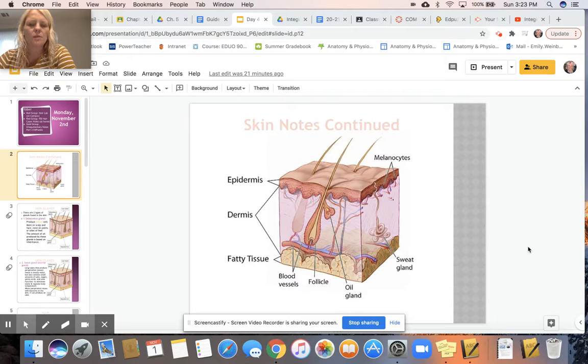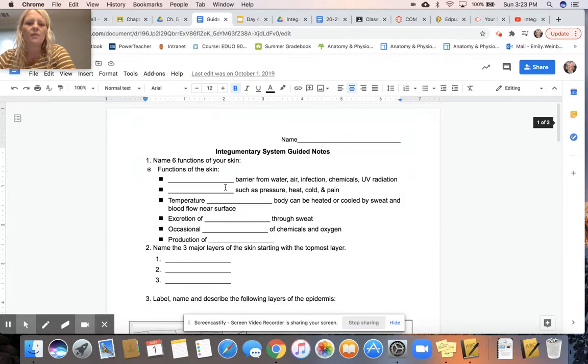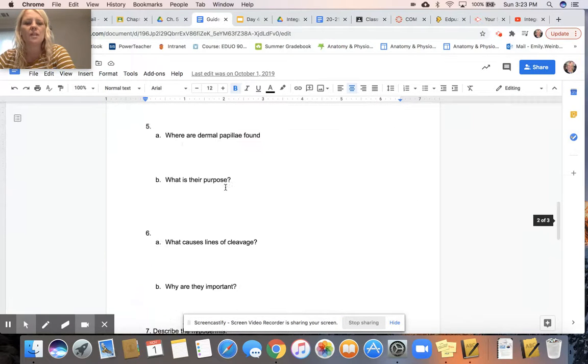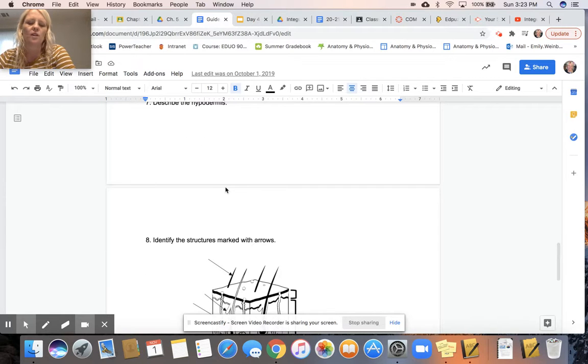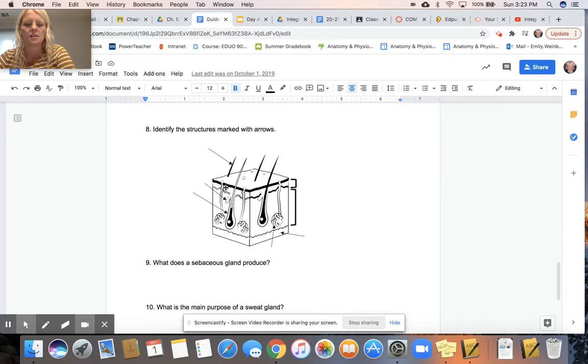All right, you guys, these are some notes. It's the second, really the last third of your notes on the integumentary system. You should have this note packet out in front of you. You've already done page 1 and page 2. If that doesn't sound right to you, you need to go back and take a look at the first ed puzzle that we did on the integumentary system.